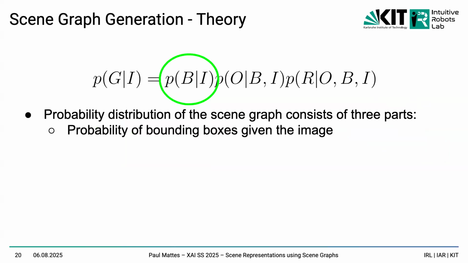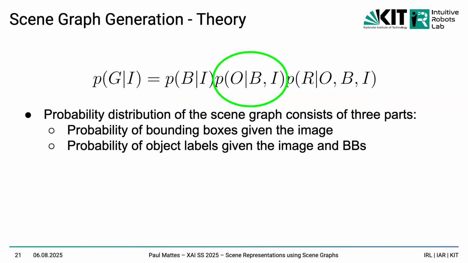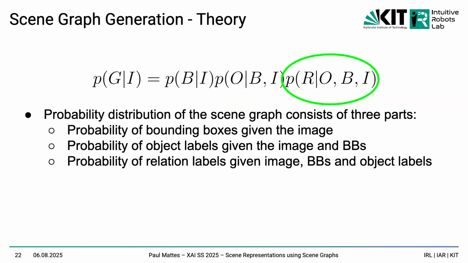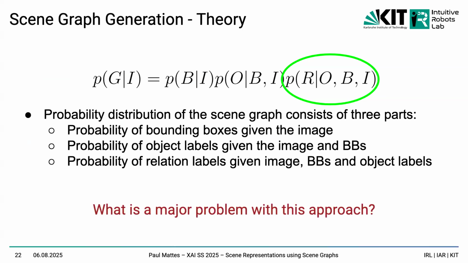So the first part is we need to get the bounding boxes in the image. So we need to know where the objects we care about are. We give whatever model the image and it outputs the bounding boxes. The second part is, we now have the bounding boxes in the image. Well, now we need to know the object labels. Otherwise, we can't really name them in our scene graph. And the third part is, if we now have the object labels, the bounding boxes, and the image, we can finally see what relations there are between different objects. So we have 3 probability distributions, which then define our graph from the image.